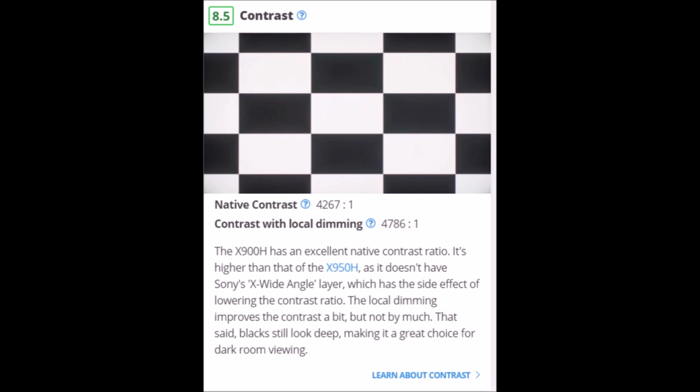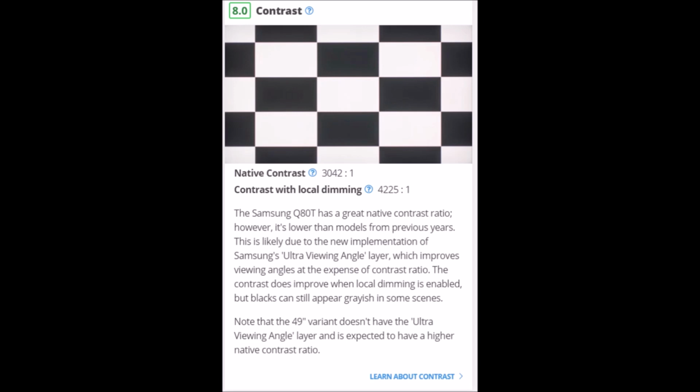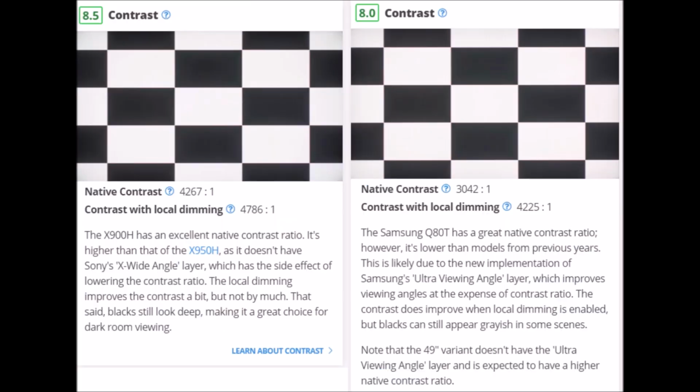Now, let's take the Samsung Q80T, which costs significantly more money than this Sony, all right? This has a native contrast of 3,042 to 1. And with local dimming, the contrast is 4,225 to 1. The Q80T has 50 local dimming zones. 50.